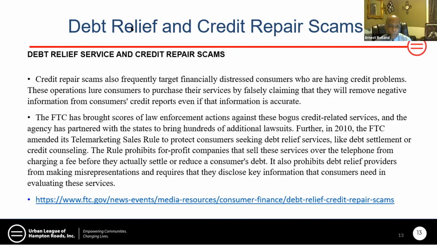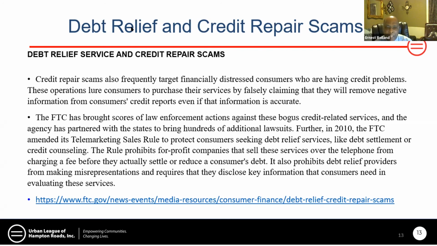The Federal Trade Commission has brought scores of law enforcement actions against these bogus credit-related services, and the agency has partnered with the states to bring hundreds of additional lawsuits. But this is, in my opinion, a big industry out there that some people are involved in as far as these types of scams. Further, in 2010, the Federal Trade Commission amended its telemarketing sales rule to protect consumers seeking debt relief services like debt settlement or credit counseling. The rule prohibits for-profit companies that sell these services over the phone from charging a fee before they actually settle or reduce a consumer's debt. I repeat that. This rule prohibits these companies from selling the services over the phone and from charging a fee before they actually settle or reduce the consumer's debt.